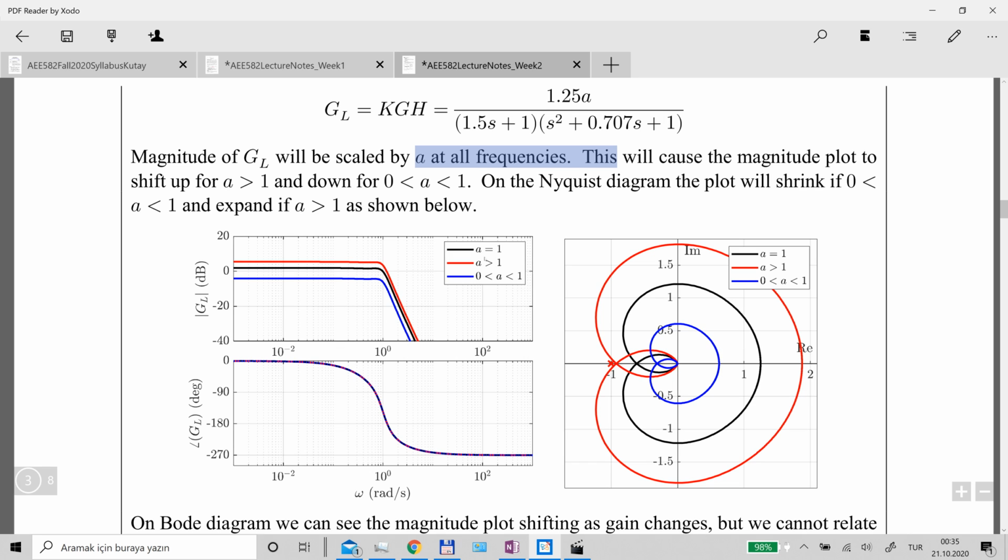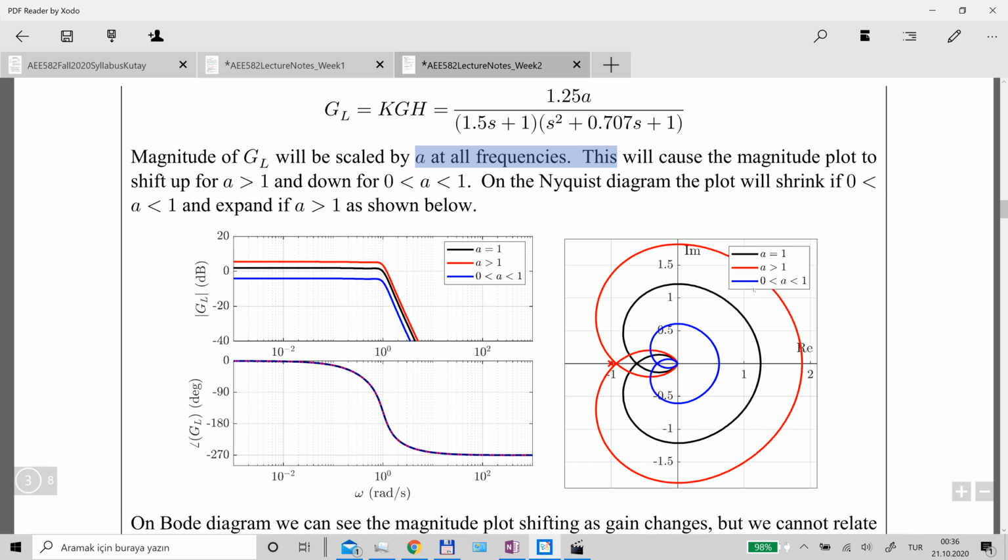If a is a number greater than 1, it will cause an amplification. We see the effect on this magnitude plot here. The plot shifts upwards to this red one. It doesn't cause any change in the phase, so the phase of the amplified plot is exactly the same as the original plot. But when you look at the Nyquist chart, the magnitude of every point is increased. Looking at this frequency, you multiply it with a constant positive number greater than 1, which brings you to that point.